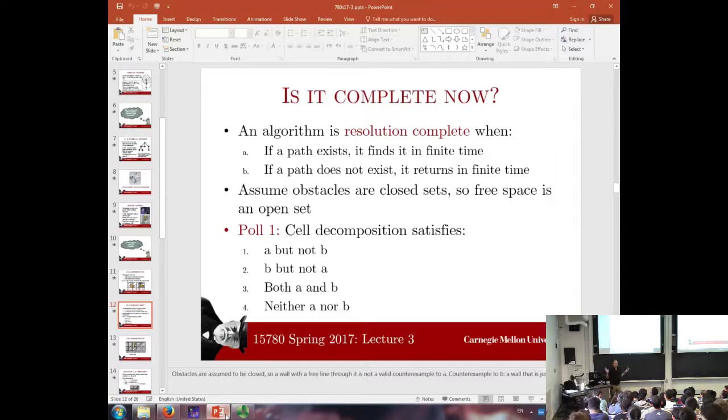So it just says if I couldn't find a path, I divide again. But it will never find a path because there's a wall, and the cells will never fit inside this obstacle. So is it like an infinite? Yeah, it just keeps refining forever.